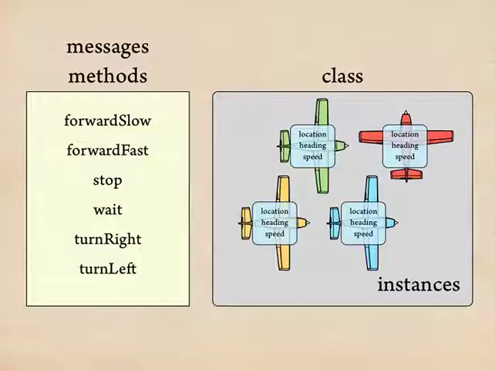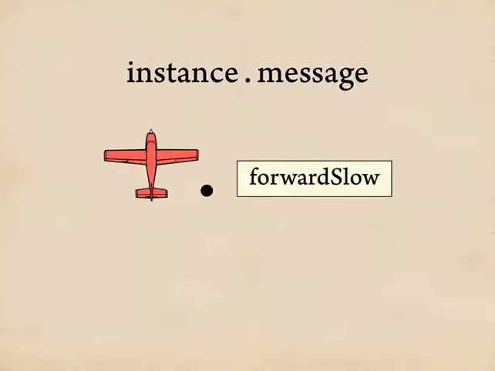The way we send a message is we use a special syntax, and I'll show that to you now. It's going to look familiar because we've seen this a few times already. To send a message to an instance, we first name the instance, follow it immediately with a period, and then we send it the name of the message. And this is all smushed together with no spaces. So if we wanted to tell the red plane to go forward slow, we would write iconically this way, red plane dot _slow.